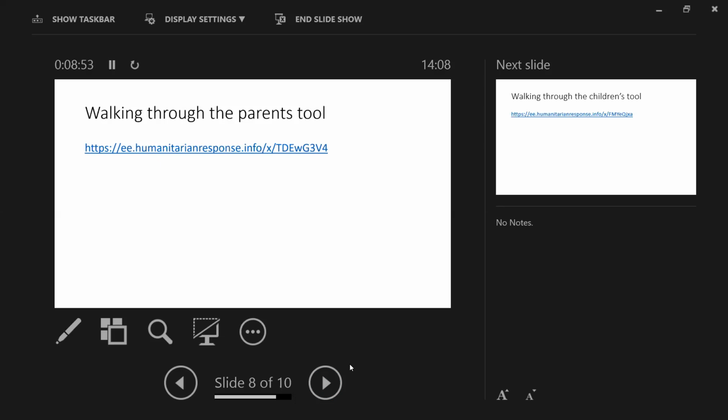So once again, now I'm going to go into a little bit more detail. I'm going to walk through each of the tools one by one. I will start with the parents tool and explain the questions. If you feel that I'm going into too much detail, feel free to leave the meeting, and you can always come back.